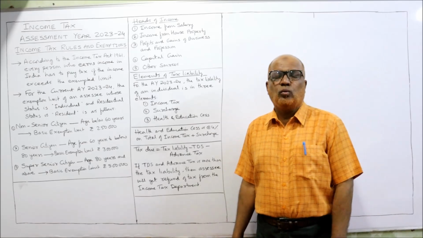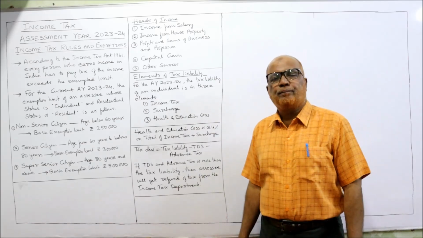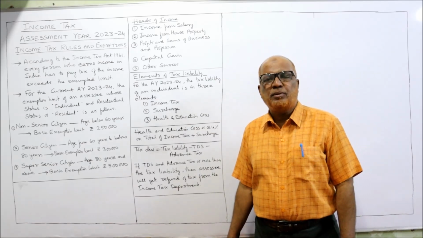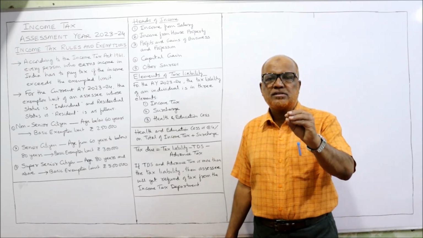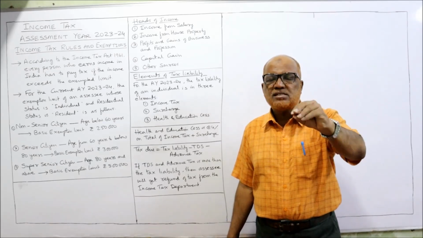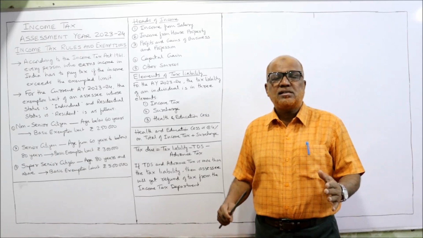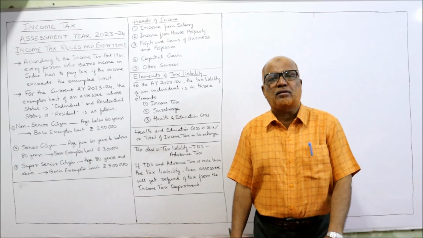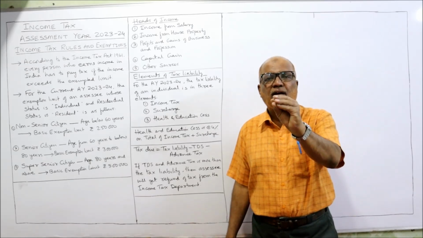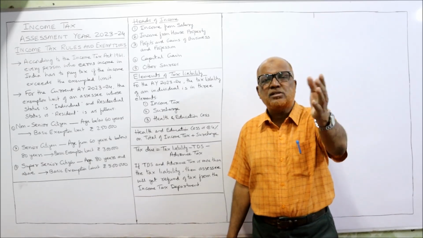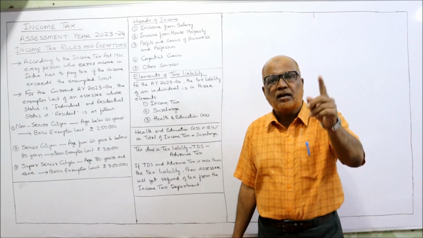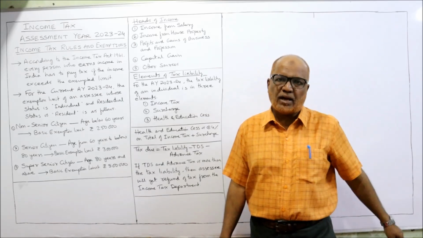The tax due, the tax liability is, let it be 5 lakh. 5 lakh rupees is the tax liability, but advance tax and TDS paid is 6 lakh. Already the assessee has paid 6 lakh to the department, but the tax liability is only 5 lakh. So in that case, 1 lakh rupees refund will be made by the income tax department back to the assessee.